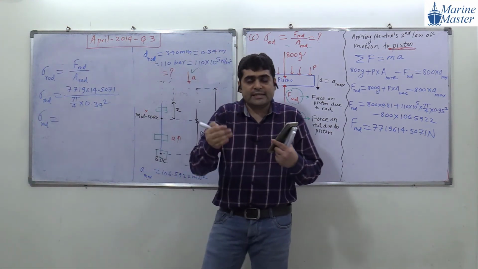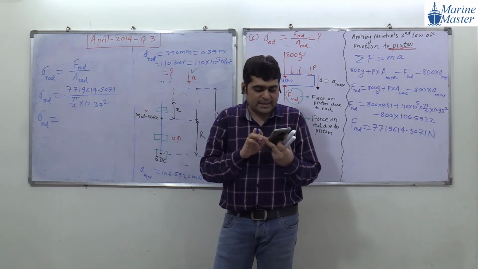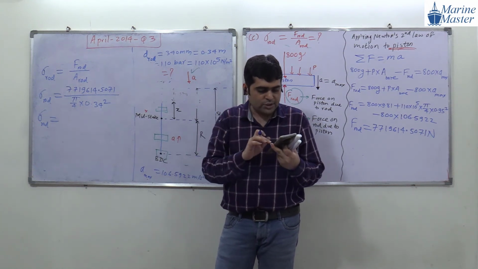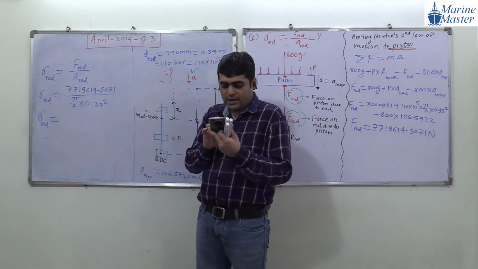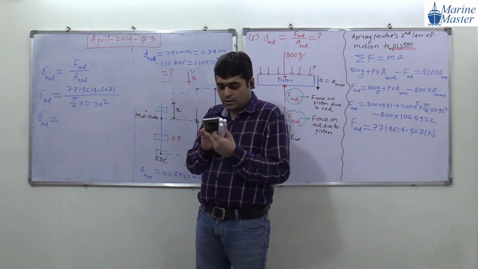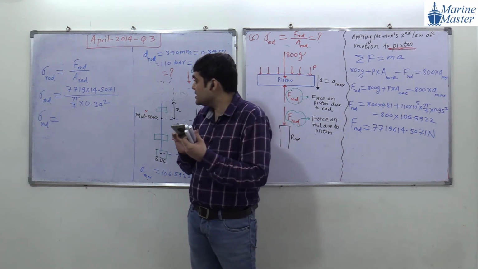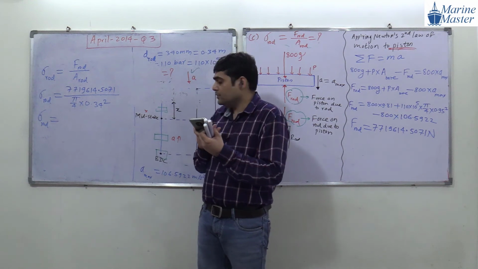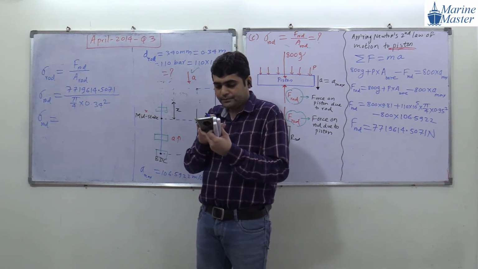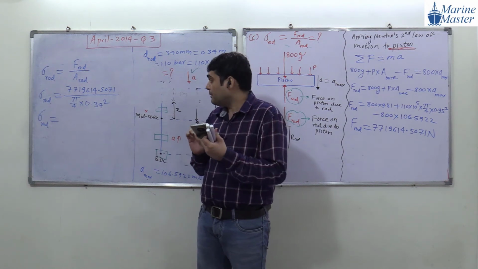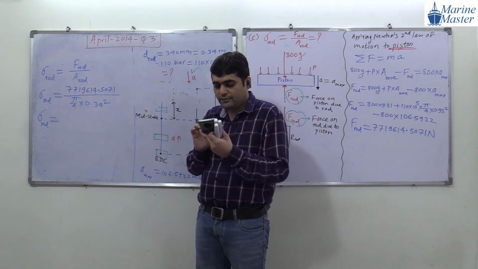This question is a combination of simple harmonic motion and simple stresses and strain. We are going to study that chapter. So 7719614.5071 divided by pi by 4 into 0.34 squared.